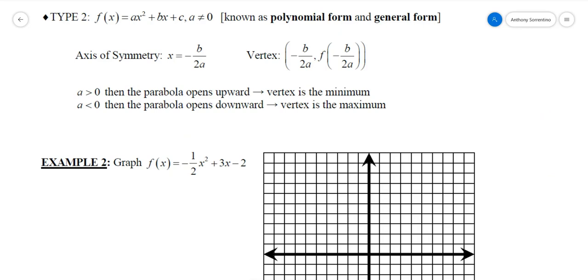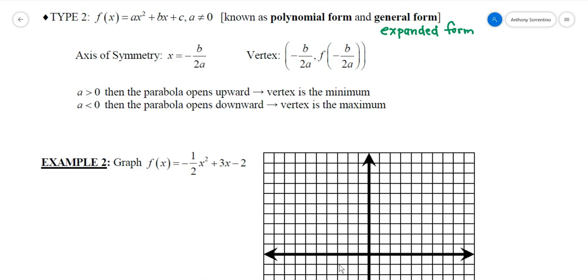Type 2 looks a lot like things we saw in the previous lesson when I was solving quadratics. This is known as polynomial form, ax squared plus bx plus c. In some textbooks it's known as general form, and in others it's even known as expanded form. When it's in this expanded form, I can still find the same information. It's just how I express it differently.